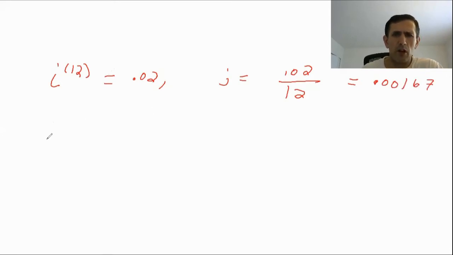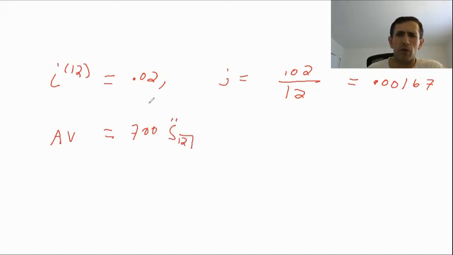Okay, so the accumulated value is going to be P, 700, times s-double-dot-angle-N, where N is 12. You want to be careful because this is per month, 700 per month, even though it's 1 year, N is 12, so you don't want to do N equals 1. Dump in this interest rate, 0.00167.